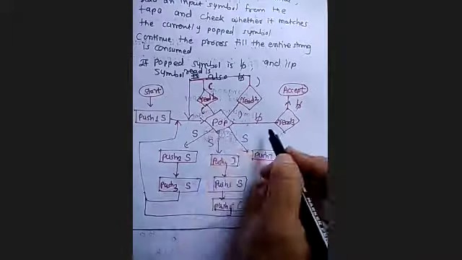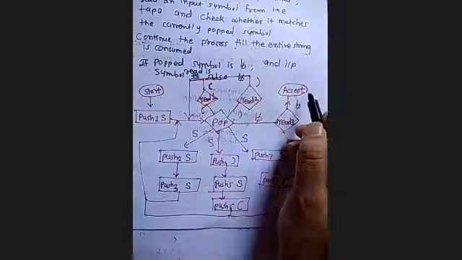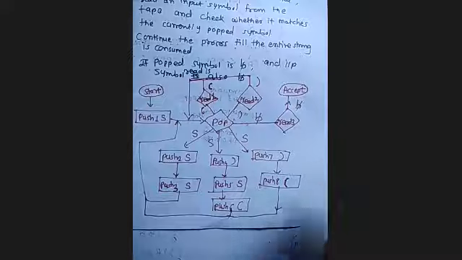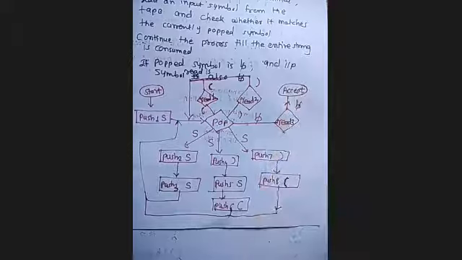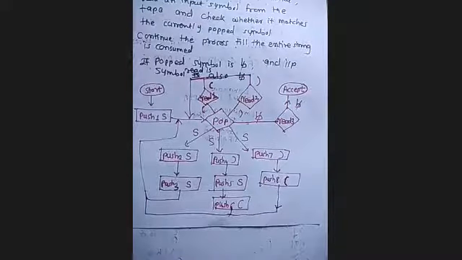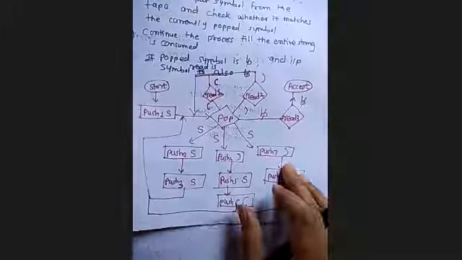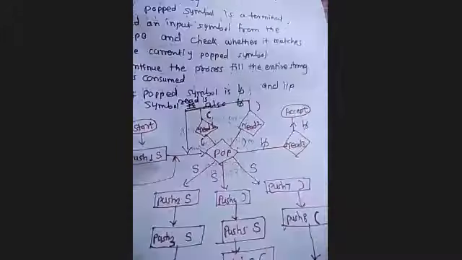Similarly, if your stack ends and your input also ends, it is accepted. In other cases, it is rejected. Rejected actions are not shown, meaning not shown means it is rejected. Only if you reach this accept path is it accepted. Otherwise, it is rejected. Okay, we'll take the second example, and for that example we'll also explain the simulation.